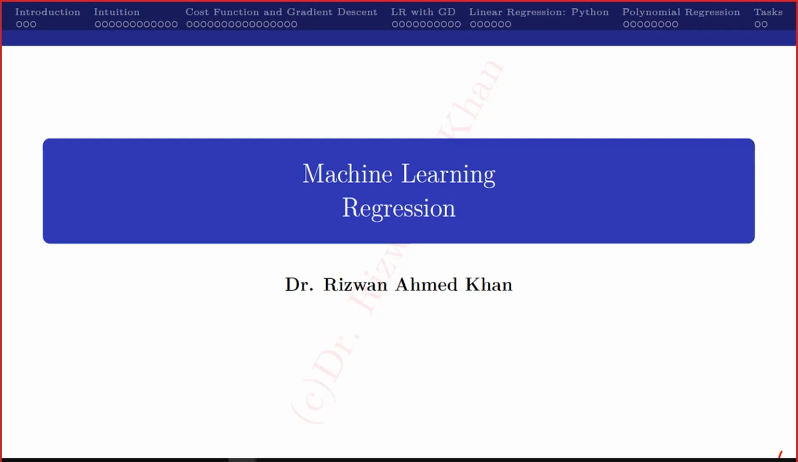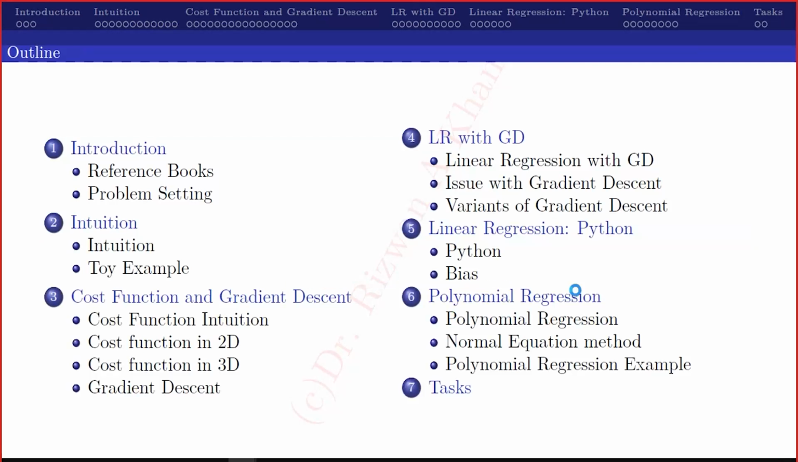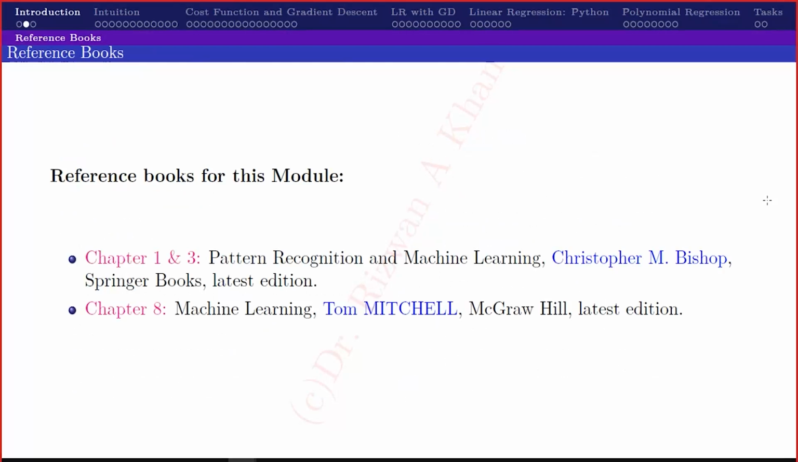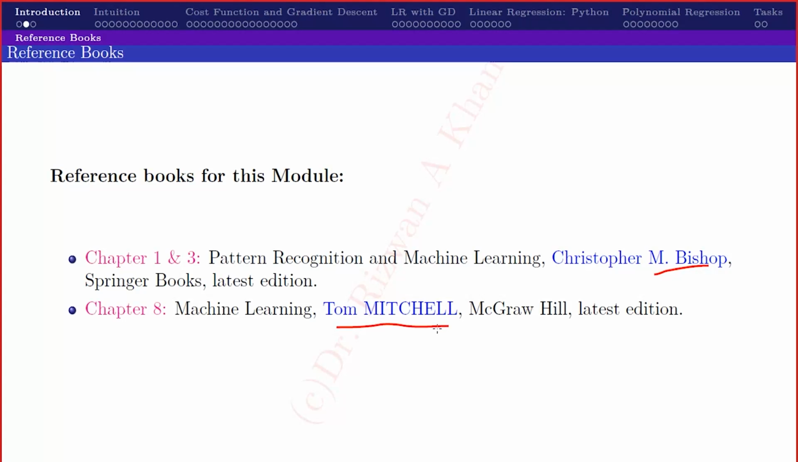So in classification, we have a discrete set of classes, and we try to predict those discrete classes. But regression output is real value. As you progress in this lecture, you will understand what I mean by real valued output. So these are reference books for this module. There's chapter 1 and 3 in Bishop's book, where you will find text on regression and linear regression, and in Tom Mitchell's book, you can find text on regression in chapter 8. So you can refer to these two books for this module.